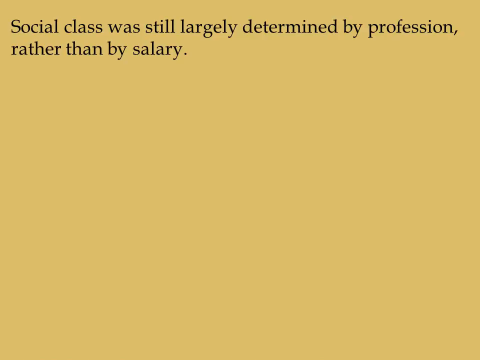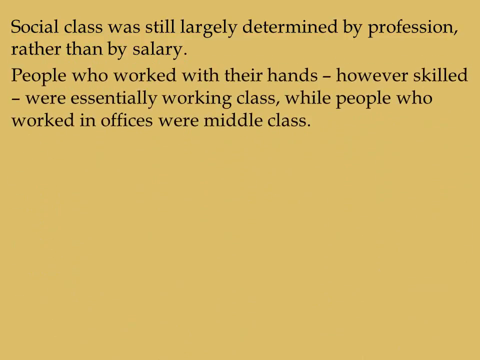Again, still perhaps a little bit surprisingly for people today, and especially in Japan, where social class would all be about money, and as it is in America, even today in Britain, social class is not entirely about money. In the 19th century, it would be mostly your profession, not how much money you were getting, that would determine your social class. So if you're working with your hands, as I said before, however skilled you were, you'd still be considered working class. And if you're working in an office, you'd be considered middle class, even if you were getting a lower salary than a skilled manual worker.